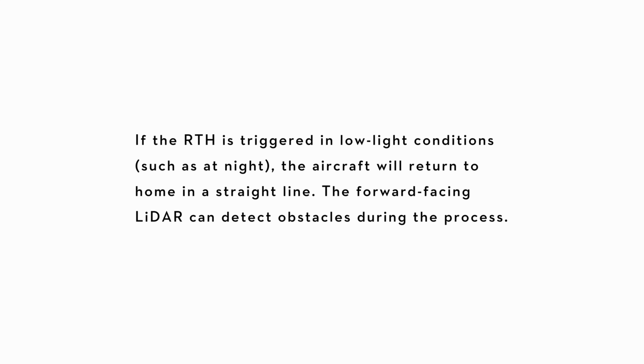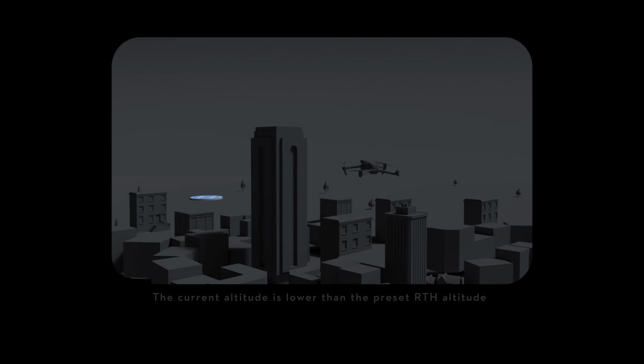RTH in low light conditions. If the aircraft is further than 50 meters from the home point and the current altitude is lower than the preset RTH altitude, it ascends to the preset RTH altitude and then flies back to the home point.